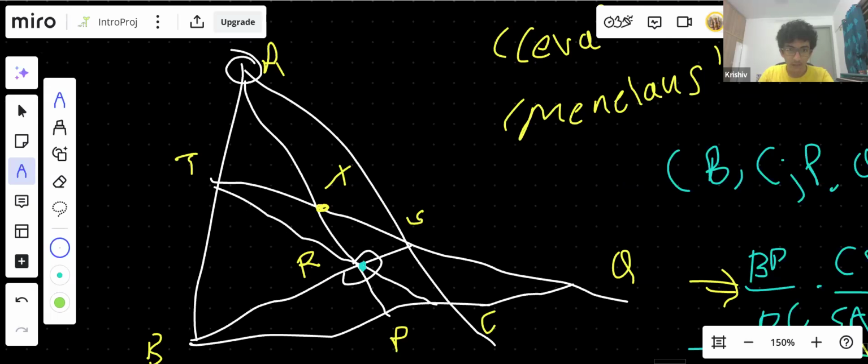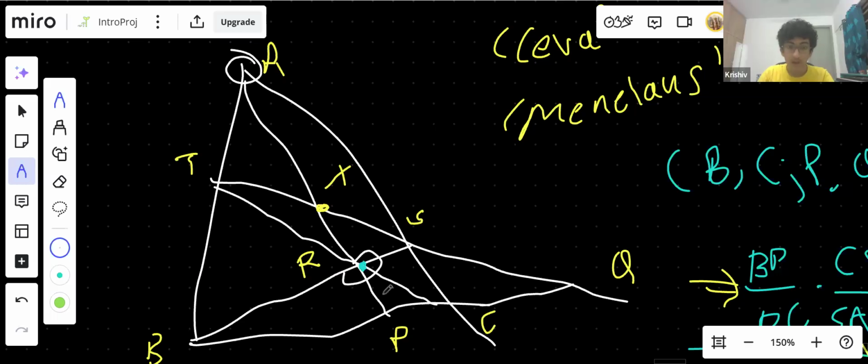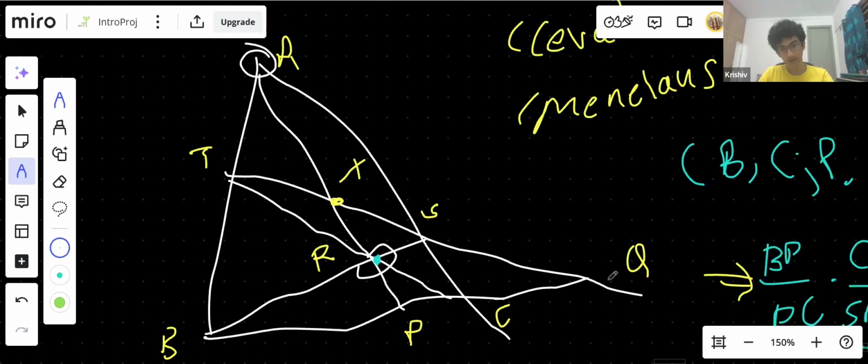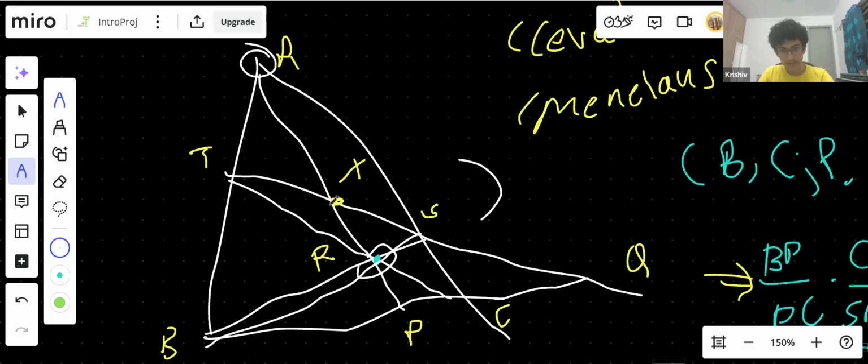I actually have a diagram made, I think, for this. Yeah, very nice. Is AXRP harmonic or something? Yeah, AXRP. If you rotate the diagram 90 degrees, then you see that if you take the reference triangle to be QTB, then BS, CT, and QR concur, by Ceva's theorem. And A is the point of concurrency.